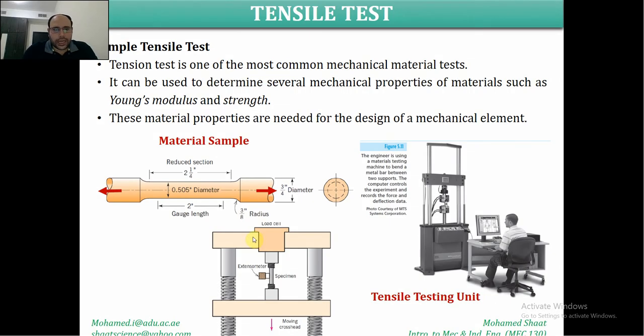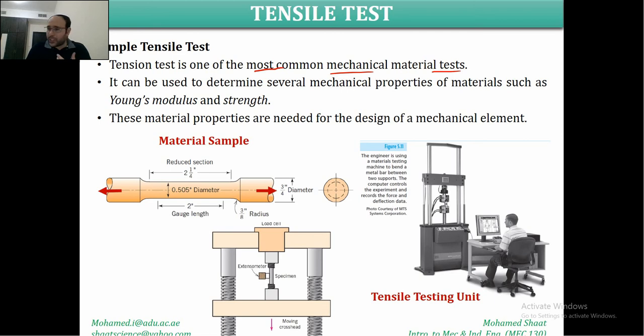Alright, so this is the initial setup, or a general standard form, of a simple tensile test. So what is a simple tensile test? The tension test, or simple tensile test, or tensile test, is one of the most common mechanical material tests. The objective of this material test is to identify some of the mechanical properties or some of the physical properties of material.